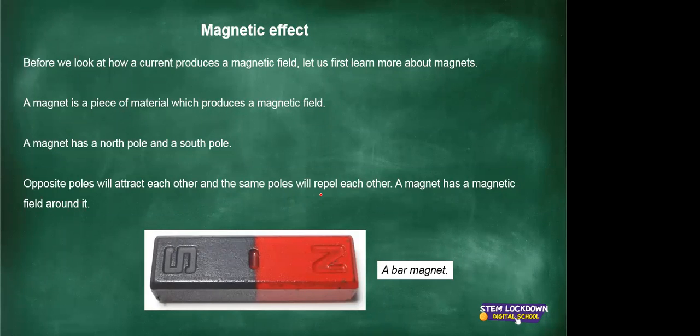So a magnet is made out of iron. The metal that is used to make a magnet is iron.